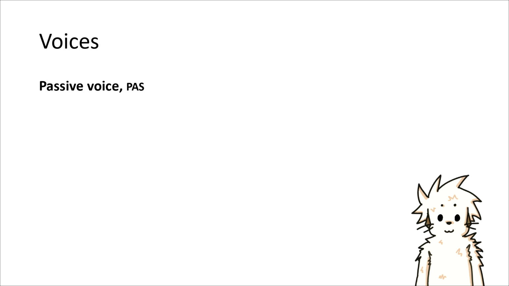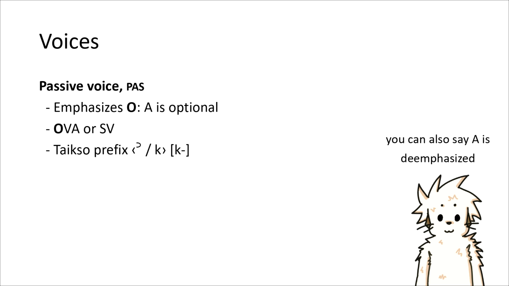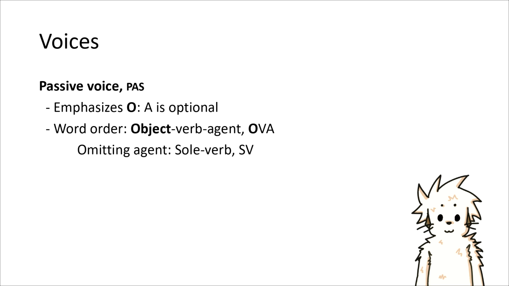Speaking of which, Taekso has a passive voice. The passive voice emphasizes the object of a transitive verb and makes the agent optional. You can also think of the passive as de-emphasizing the agent. When the verb is transitive, the word order is object-verb-agent, OVA. When you omit the agent, the object becomes a soul, so you get SV, soul verb.